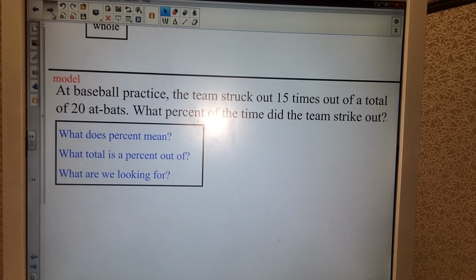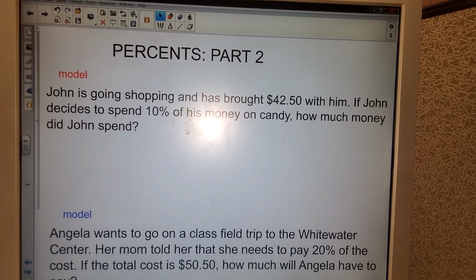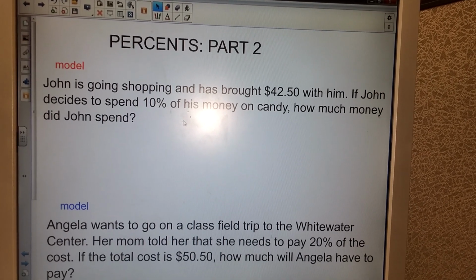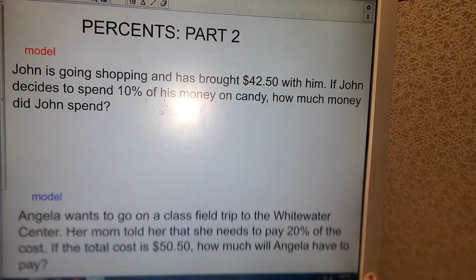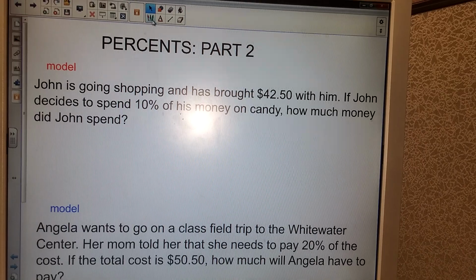That's a lot. Okay, part 2 of the percents is really calculator heavy. So I'm going to talk you through the first one, and you should be ready to use your calculator. It says John is going shopping and has brought $42.50 with him. If John decides to spend 10% of his money on candy, how much did John spend?